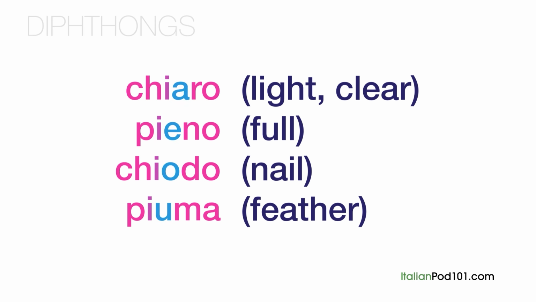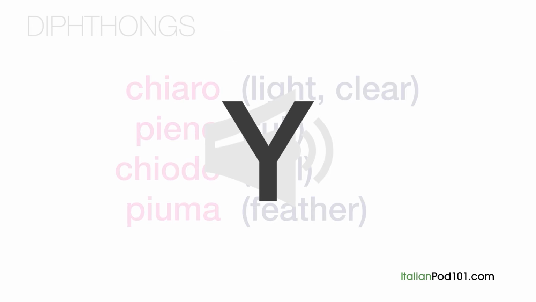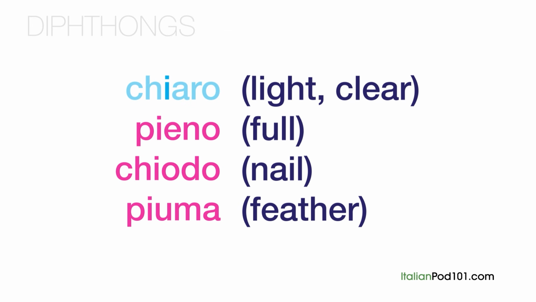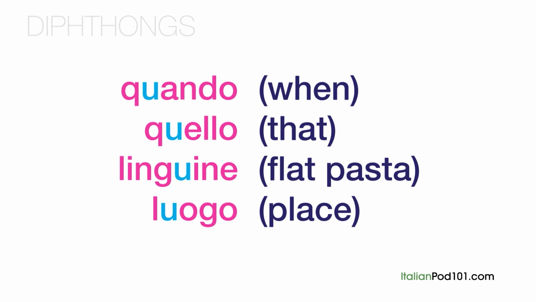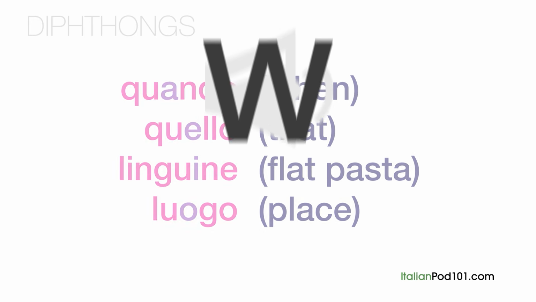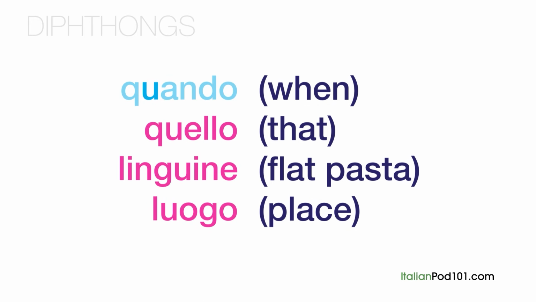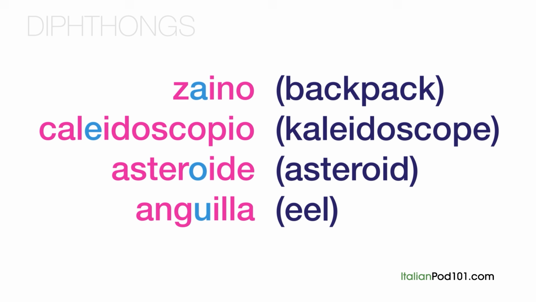When I precedes another vowel, it takes on a y sound. Chiaro, pieno, chiodo, piuma. When U precedes another vowel, it takes on a W sound. Quando, quello, linguine, luogo. When a vowel is followed by an I, the sound glides and kind of merges.